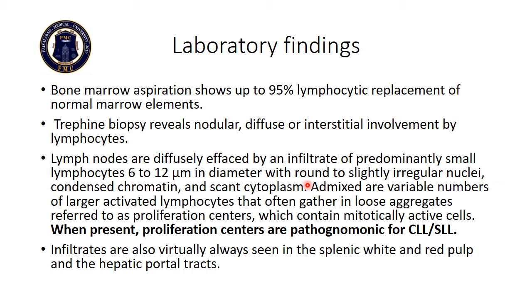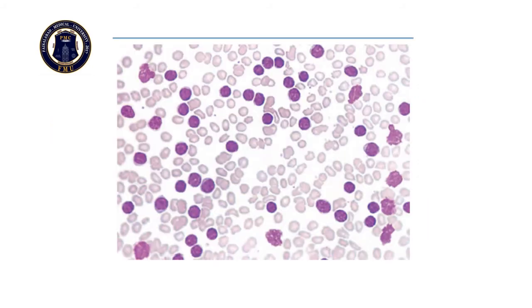Infiltrates are also virtually always seen in splenic white and red pulp and the hepatic portal tracts. This is a peripheral picture showing small lymphocytes, and these are the smudge cells. Smudge cells are fragile cells which are destroyed during peripheral film formation.